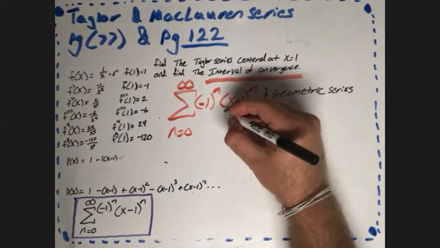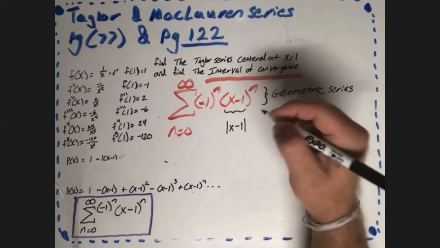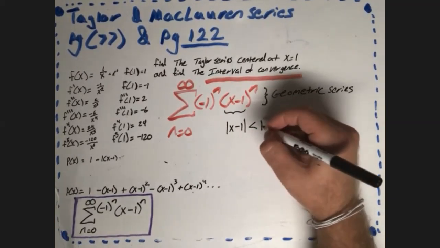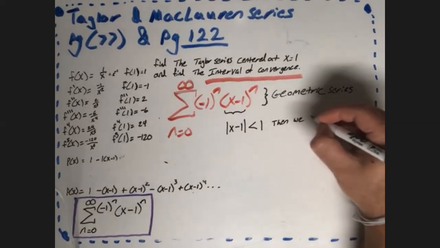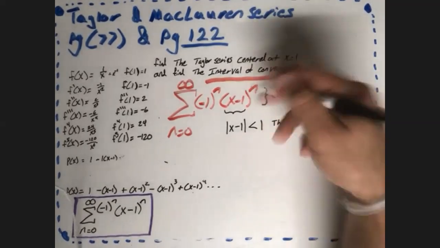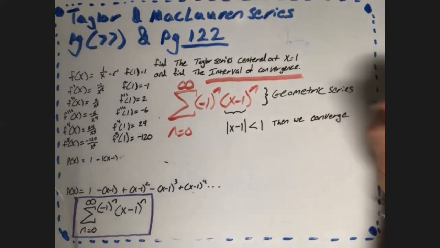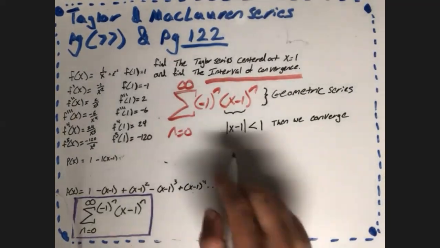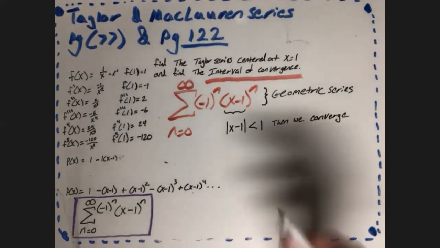So the geometric series says if we take the absolute value of our r, if that is less than 1, then we converge. Remember, this is not the interval of divergence, it's the interval of convergence. So we only want to know when we converge. If it was greater than 1, we diverge. So we want to know when that is true. What value of x can make that true? Well, let's solve for it.